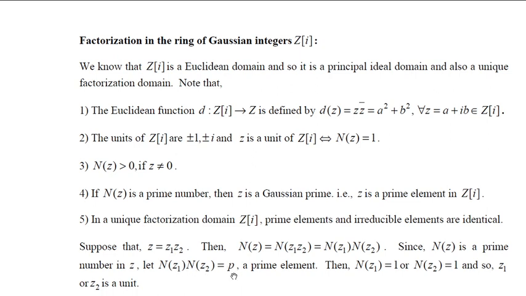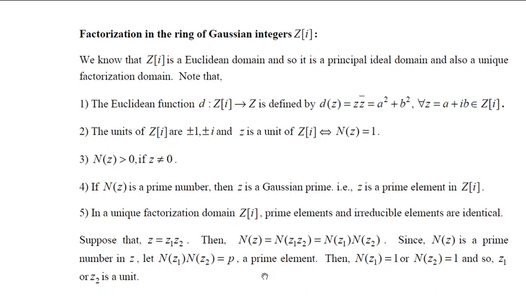So the product of these two is equal to p. It is possible only if n of z1 equals 1 or n of z2 equals 1. If one is equal to 1, then the other has to be p. So n of z1 can be either 1 or p, and similarly n of z2 may be 1 or p depending on z1. If n of z1 equals 1, then from the earlier result that element has to be a unit in Z of i. Therefore, if n of z1 equals 1, then z1 is a unit, and if n of z2 equals 1, then z2 is a unit in Z of i.